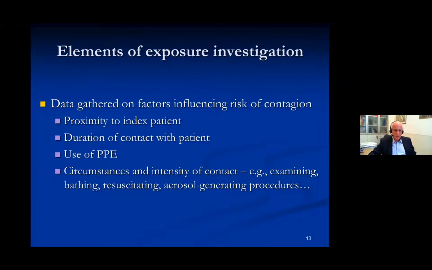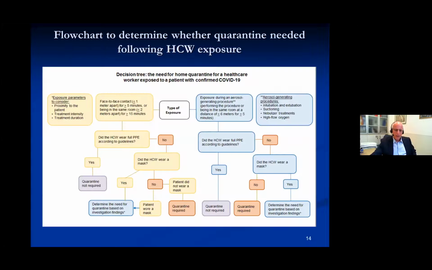So the proximity to the index patient, the duration of contact with the patient, the use of PPE: was all the required PPE used, or only some of it, or none of it? And was it used properly? And the circumstances and intensity of patient contact. Were we just examining the patient? Were we bathing them? Were we resuscitating them? Was there an aerosol generating procedure being performed, etc.? And we could consolidate these investigations into a flowchart with a decision tree to determine whether there was a need for home quarantine for the exposed worker.